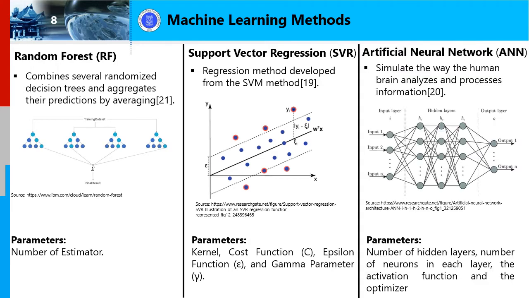The third one is artificial neural network. It simulates the way the human brain analyzes and processes information. The parameters include number of hidden layers, number of neurons in each layer, the activation function, and the optimizer.